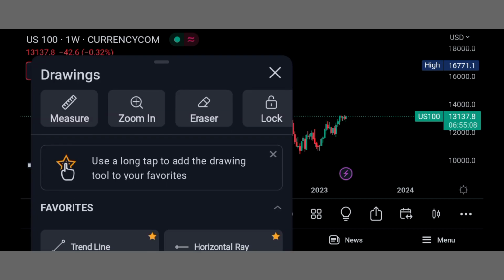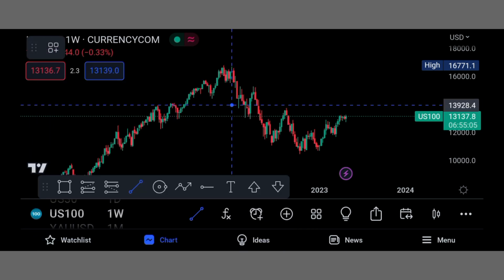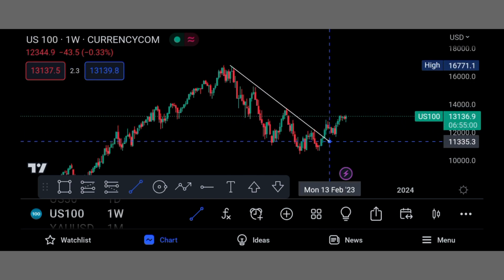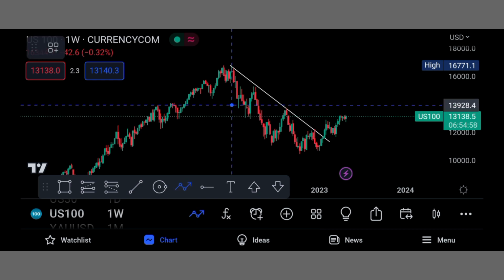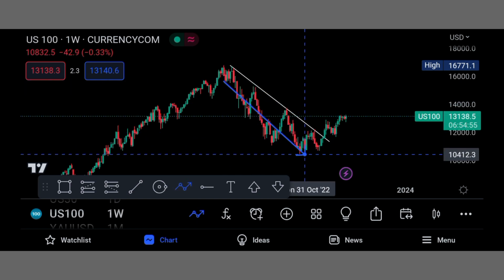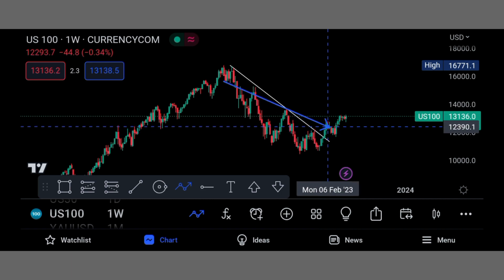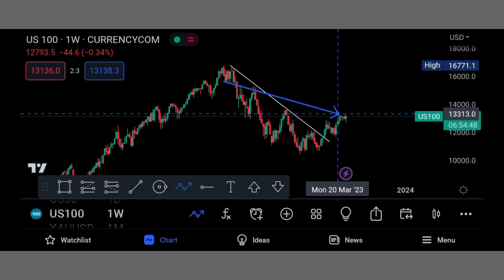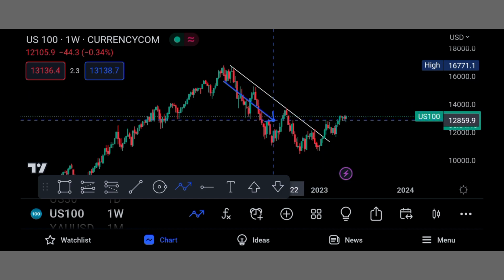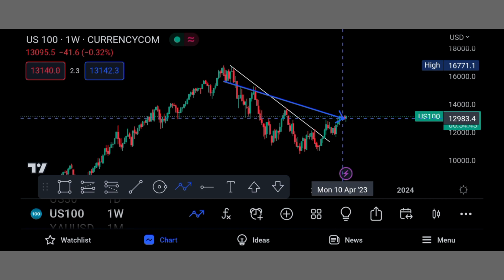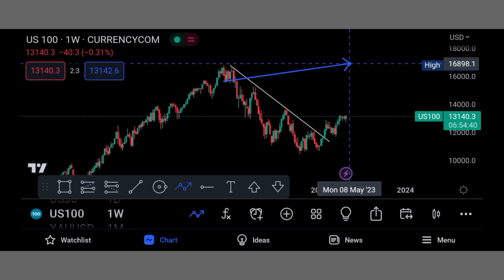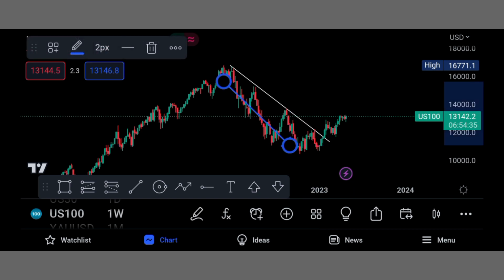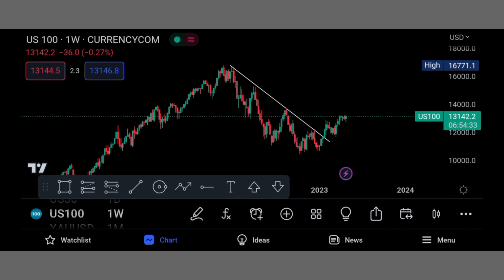So we're going to identify our overall trend. We can see that right here we had a downtrend, right? And then the market broke, gave us a slight correction, then went to the upside, and this looks like a correction, right? So now we can see that our overall movement is to go to the upside. So we'll be looking for buys on US 100.